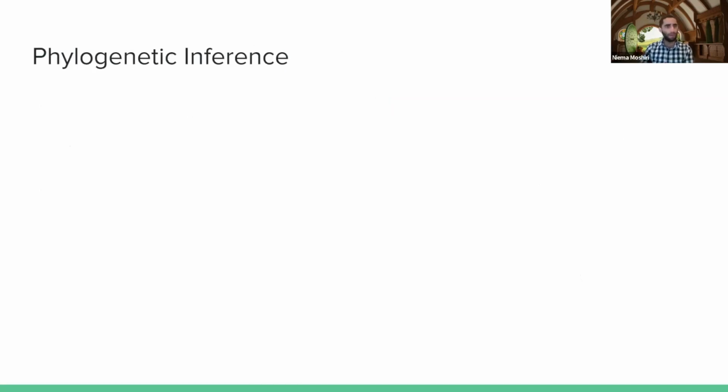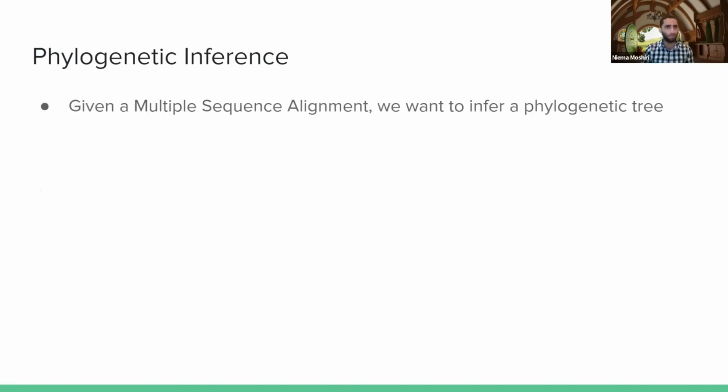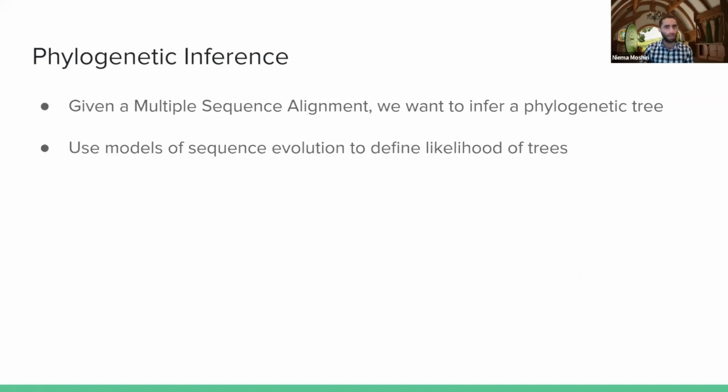And similarly, phylogenetic inference. Let's assume that I've somehow managed to create that multiple sequence alignment. Well, given a multiple sequence alignment, I want to infer a phylogenetic tree from it. And I can use models of sequence evolution to define the likelihood of trees. I can take a parsimonious approach. I can take a Bayesian inference approach.